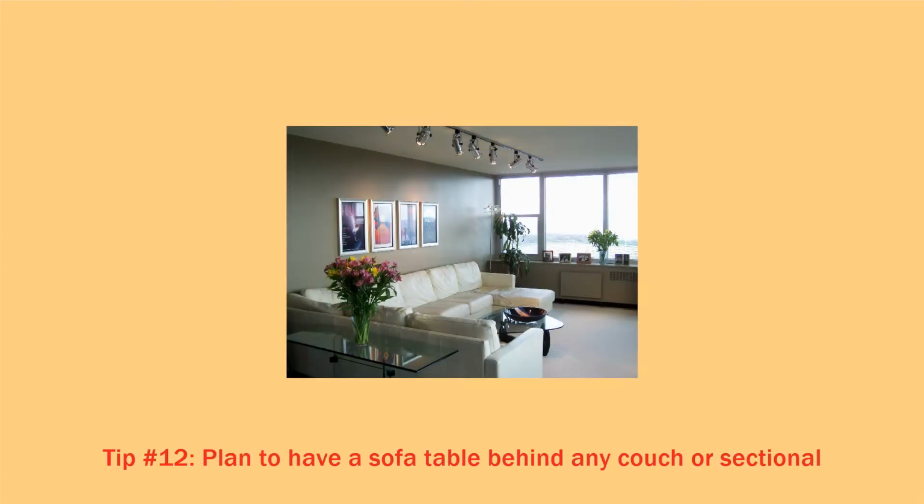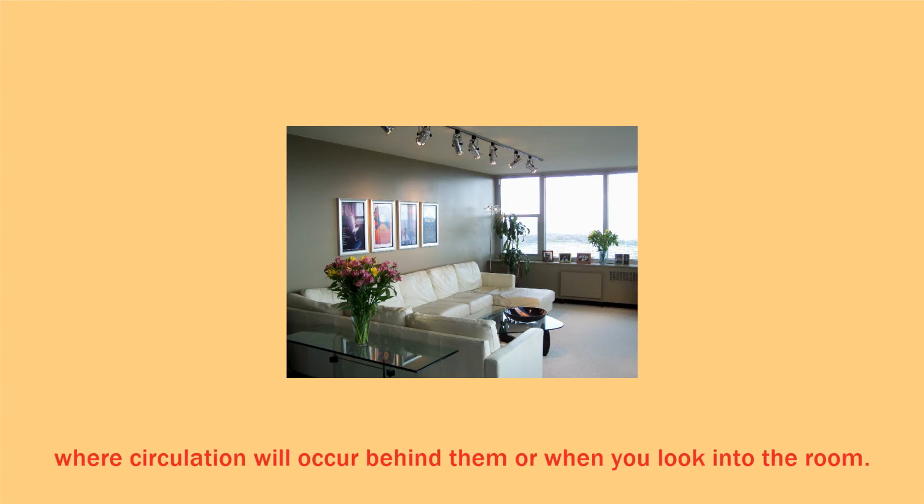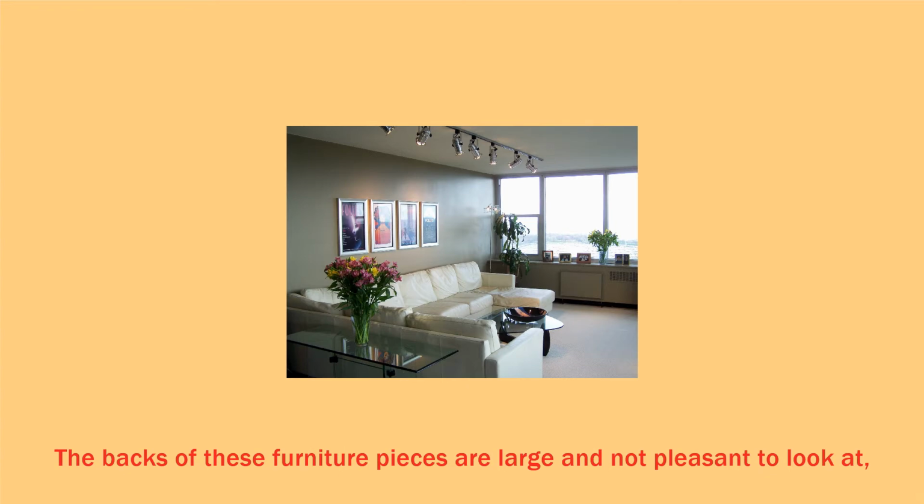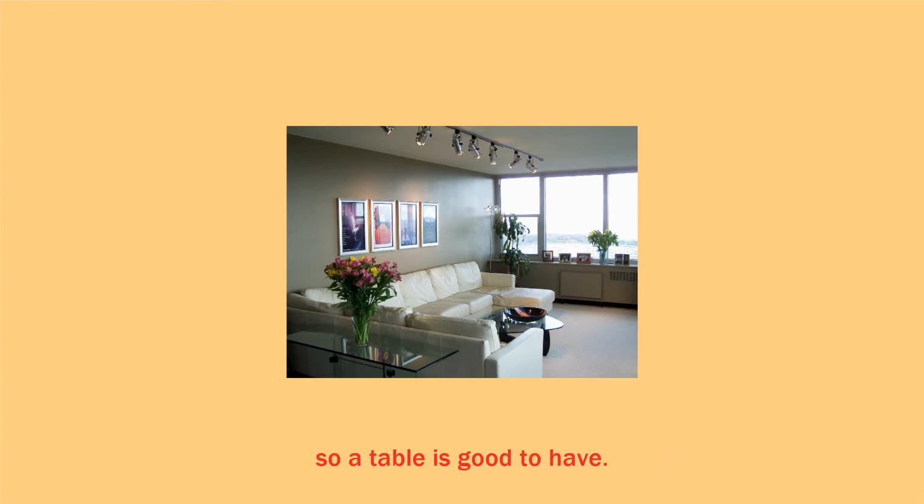Tip number 12. Plan to have a sofa table behind any couch or sectional where circulation will occur behind them or when you look into the room. The backs of these furniture pieces are large and not pleasant to look at, so a table is good to have. It also provides a buffer for those sitting on the sofa.